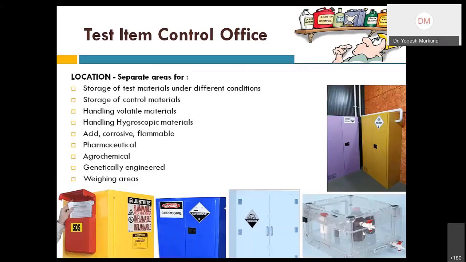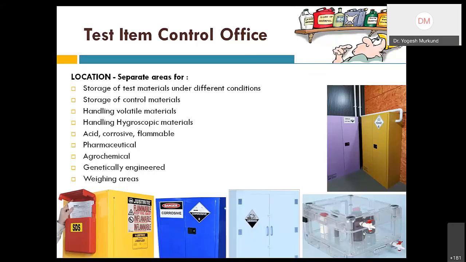So what types of areas do you look for in this office? Different storage areas for different storage conditions. Let us say you have hygroscopic material, volatile material, acids, corrosive materials or flammables. You may have in your facility pharmaceutical products or non-pharmaceutical products like agrochemicals. Recently we are doing a lot of safety testing for genetic products like BT cotton, BT brinjals. Their safety has been tested. For all these types of material, you will require different storage conditions.